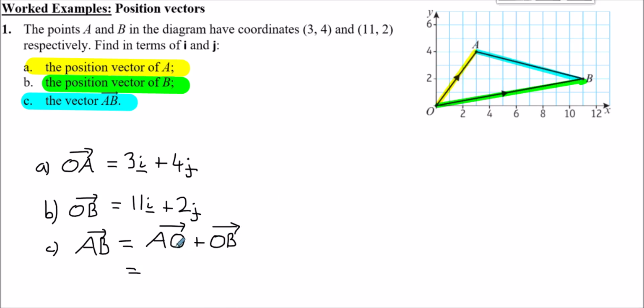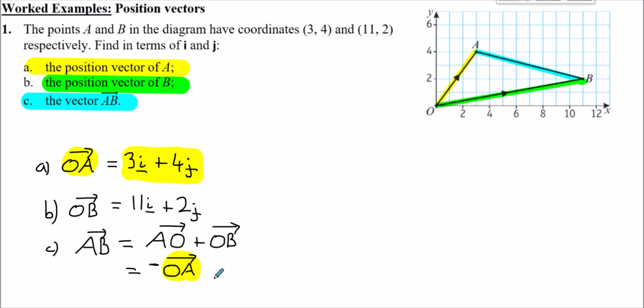So if we're going from A to O, that's the opposite way round. It's the minus version of going from O to A. Okay, so we know what O to A is. By thinking of AO in terms of OA, we can use this known result rather than having to do any more work. So we can use this to help us.